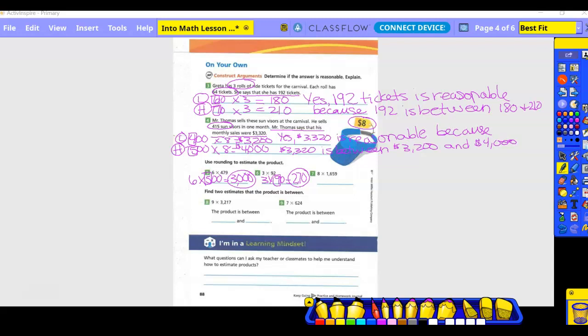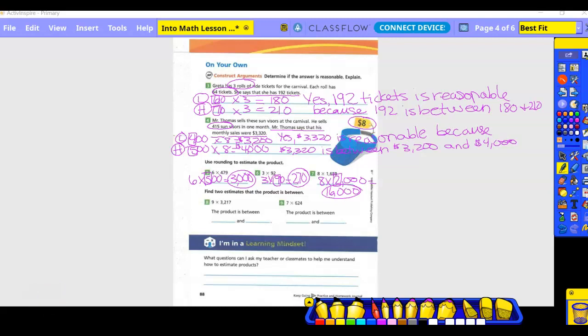My next one, number 7, I would take 8 times. Is that closer to 1,000 or 2,000? 2,000. So we look at the 6 and go up. So put 2 in a box. 2 times 8 is 16, and add 3 zeros. So about 16,000.